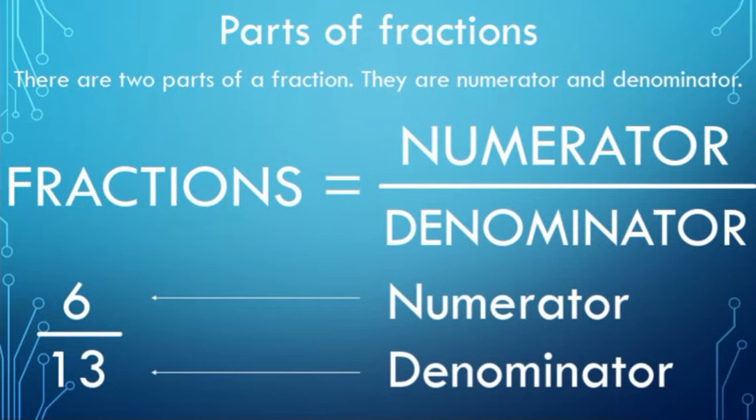Now, parts of a fraction. As you can see here, there are two parts of a fraction. They are known as the numerator and the denominator. See here, this is the fraction formula: fraction equals numerator by denominator. Here I have taken an example, 6 by 13. Here 6 is the numerator and 13 is the denominator.